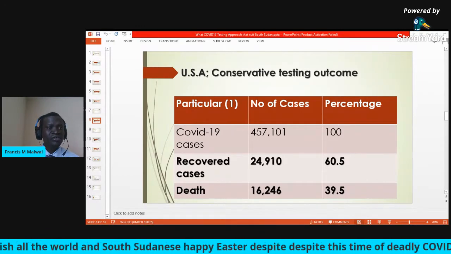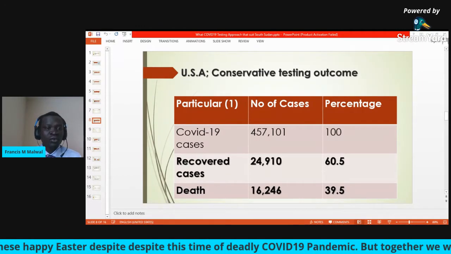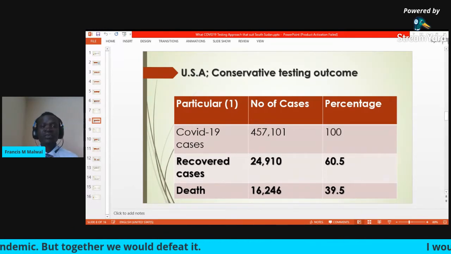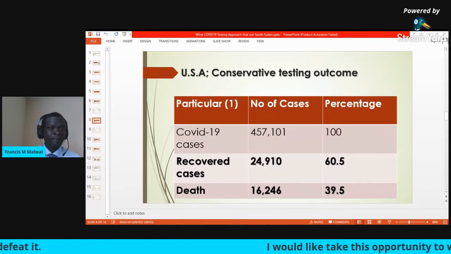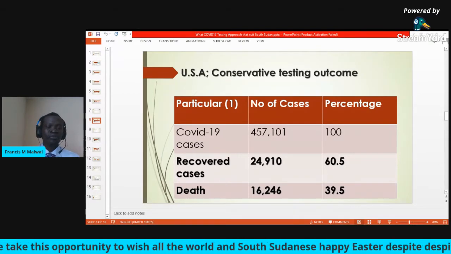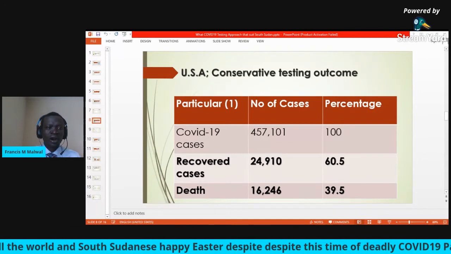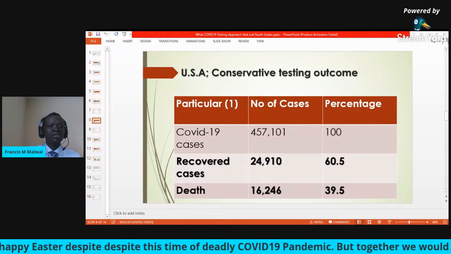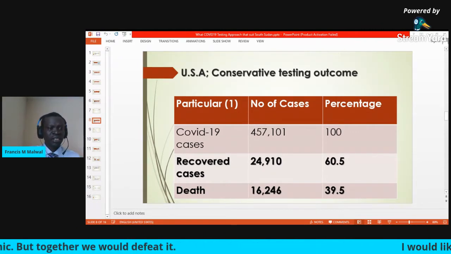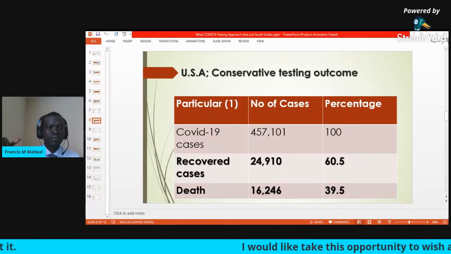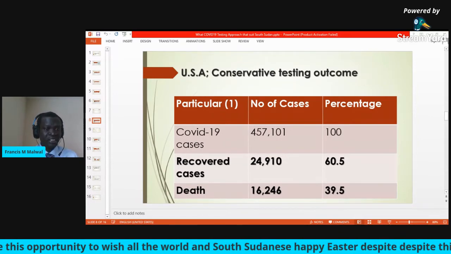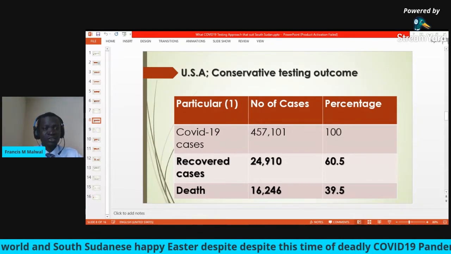But when you look at the death rate, it is too high. We have lost almost over 16,000 people here in the US. So the death rate is something around 39.5%. Basically, with this conservative testing method, that is the outcome. When you target only the people who have severe disease, you leave those who have mild and moderate symptoms within the community spreading the infection without knowledge. And most of the people who come to the hospitals are at a terminal stage, and therefore saving them is going to be very difficult.